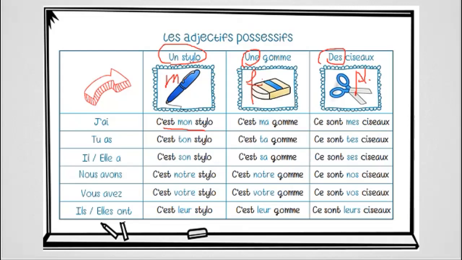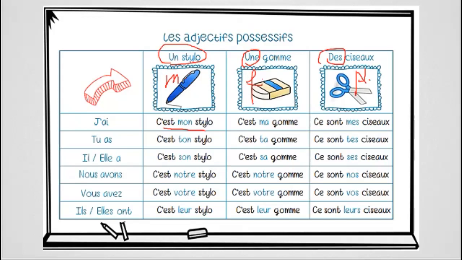C'est ta gomme. And now, scissors, because scissors are always plural. Ciseaux. Okay. If I want to say this is her scissors, how to say that? Her scissors. C'est. Not c'est, because it's plural. Think of la conjugaison. Oh, okay. Être. Ce sont. Ce sont. Okay, ce sont. Her is.